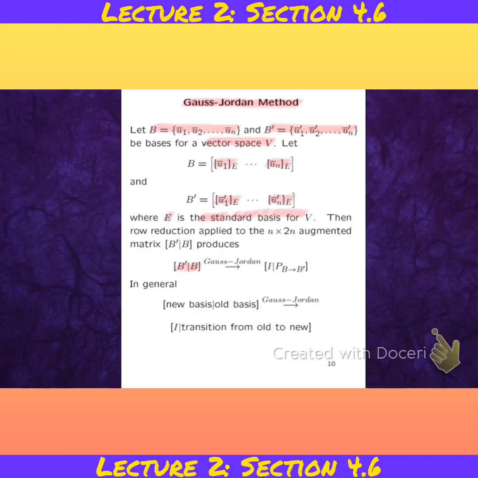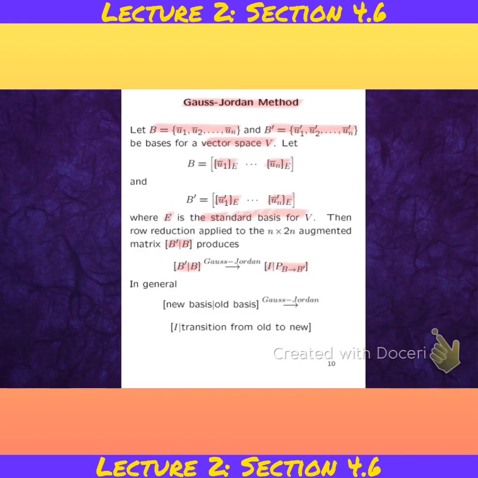And then what you do is you reduce the matrix B prime to the identity matrix using row operations on this whole augmented matrix. So it works very much in the same way as we determined inverses. You took a matrix, you placed it next to the identity matrix, and you used row operations on that whole matrix to get the inverse. And whatever you are left with at the very end on the right-hand side will be the transition matrix from B to B prime. Okay, so take note of the order here.